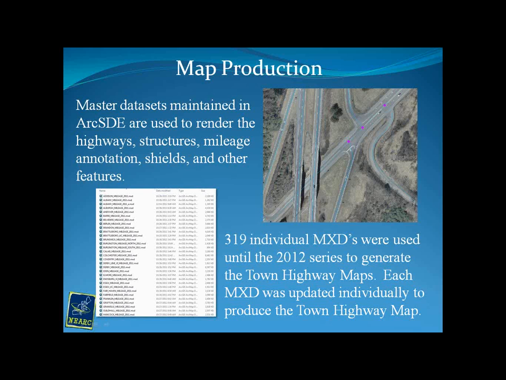So in the past, we have used 319 individual MXDs, those are the map documents, one for each town highway map that we produce. And that includes the towns as well as some incorporated or unincorporated villages within the towns or urban compacts. And each one of those map document files had to be updated individually to produce a new town highway map. And that is in addition to any data that needed to be updated as well.